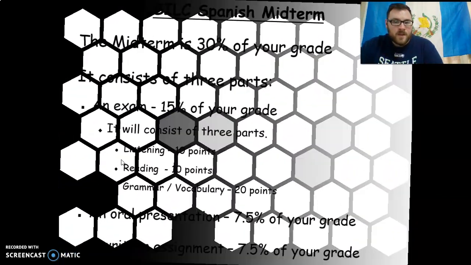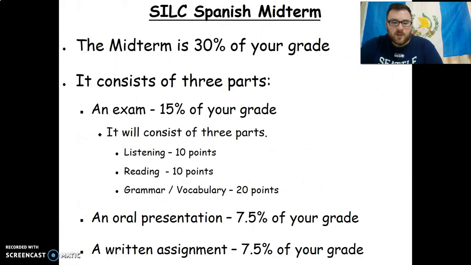So, the midterm is 30% of your grade. It has 3 parts. One part is an exam, which is going to be 15% of your grade. And it's broken down to 3 parts. It has a listening part, which is 10 points, a reading part, which is 10 points, and a grammar and vocabulary part, which is 20 points.